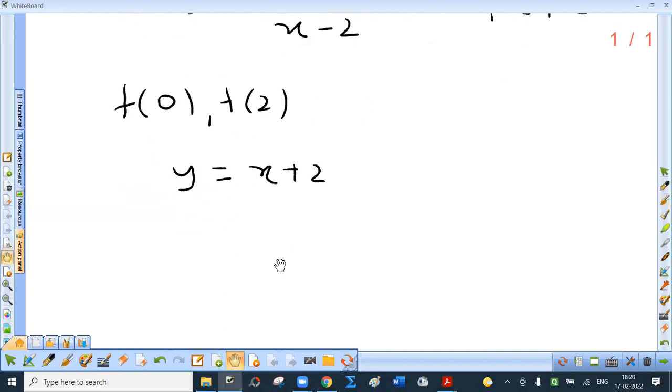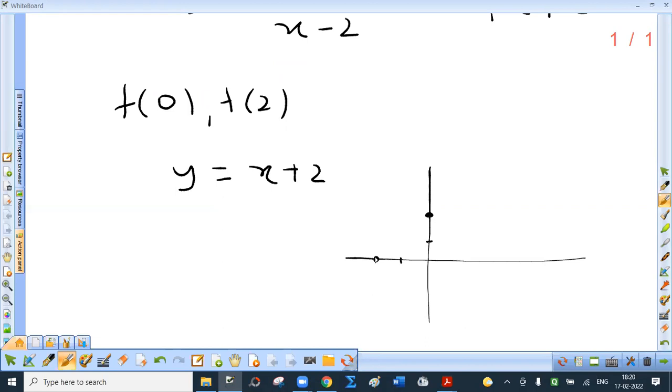Now let us draw the graph of this function y equal to x plus 2. Now when x equal to 0, what is y? y equal to 2. Suppose this is 1 and this is 2. So this point lies on the graph. And when y equal to 0, x is minus 2. Okay. So this point also lies on the graph.